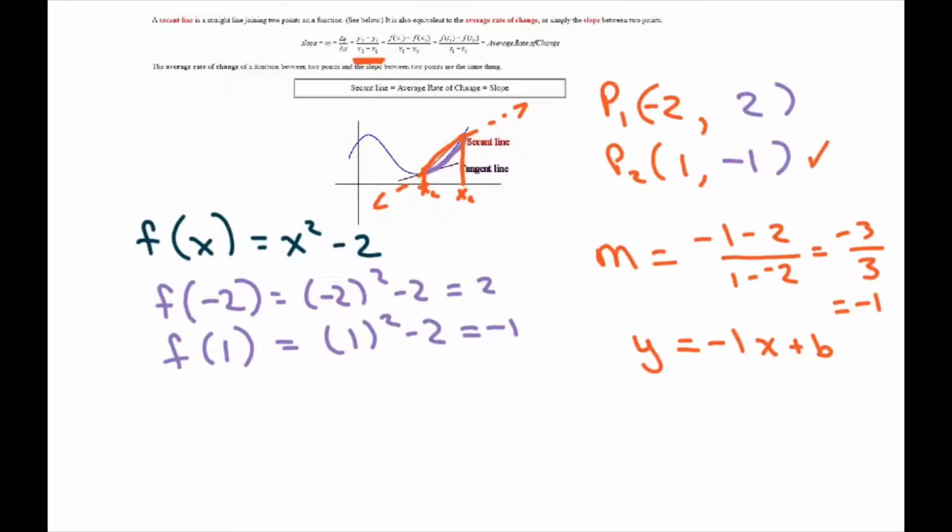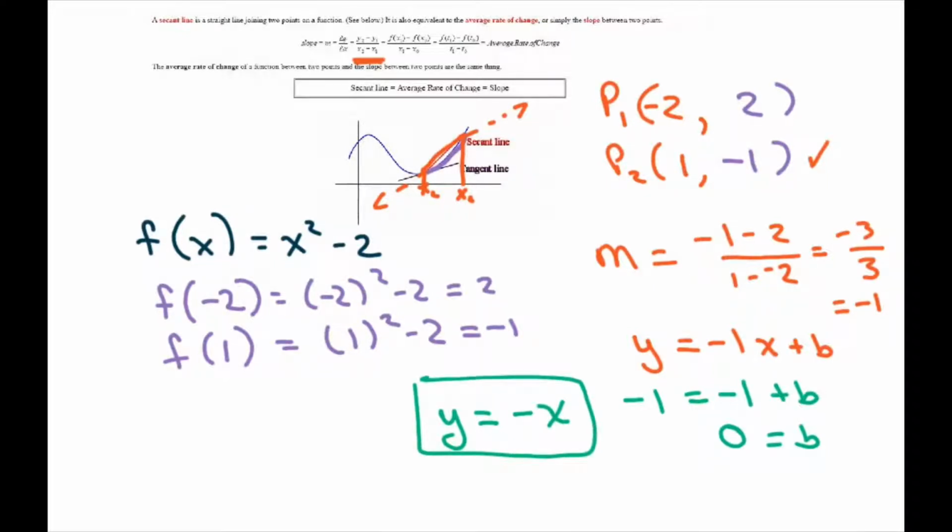Now plug in one of these points. I'll choose that one. And I'll plug in my y, which is -1, equals -1 times 1, which is just -1, plus b, so b is 0. So my equation is y equals -x. All right, that's the equation of your secant line. The slope is -1. So let's try to graph this.